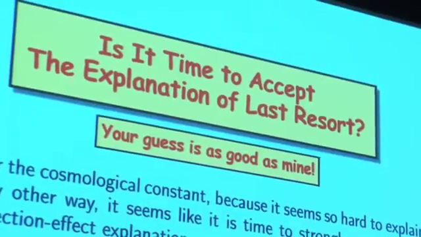So is it time to accept this, what I'm referring to as an explanation of last resort? Well, I would just like to say that your guess is as good as mine. I'm not going to try to tell you what you should believe. But for the cosmological constant, I would argue that it's certainly time to take this idea seriously, just because we have had so much trouble finding any other explanation. So I would say it's hard to deny that as of now, the selection effect explanation is by far the most plausible explanation that is known for the very small vacuum energy that we have been observing.